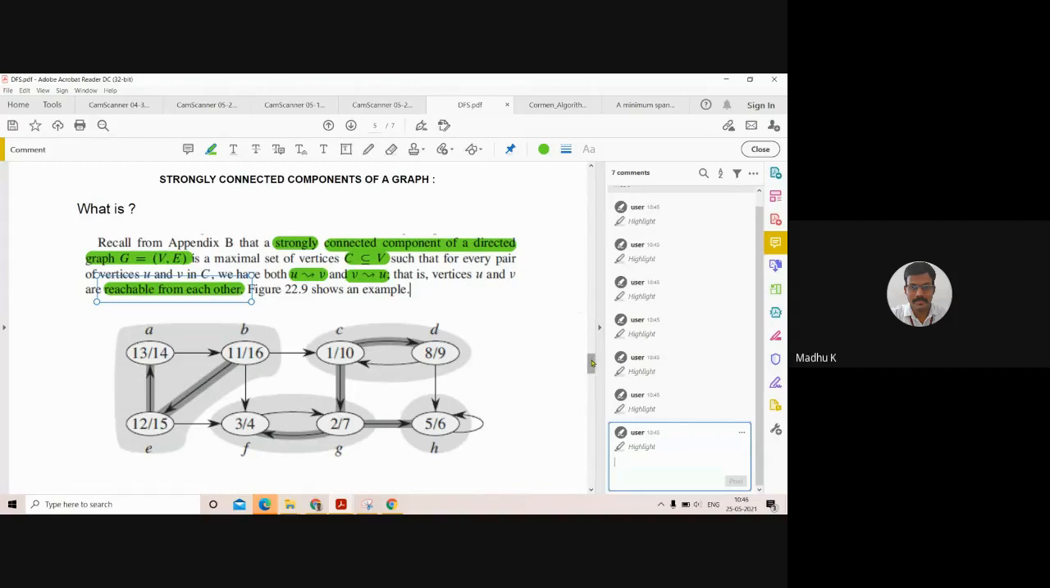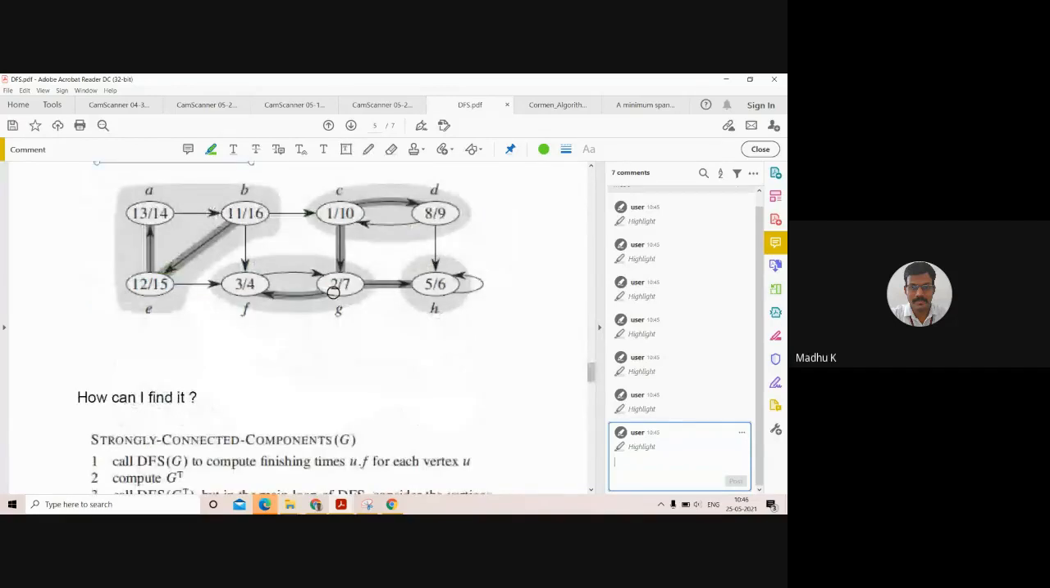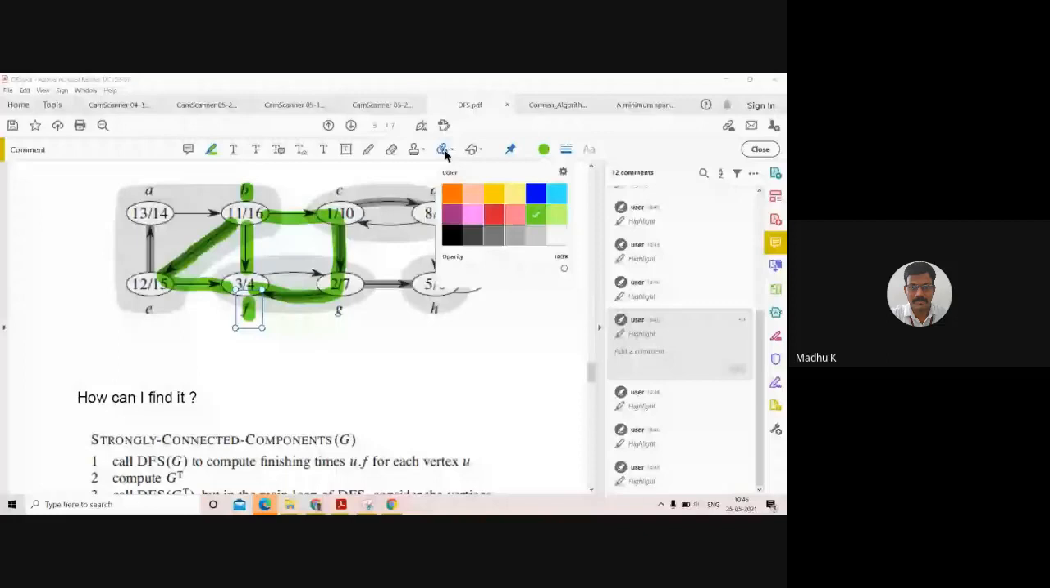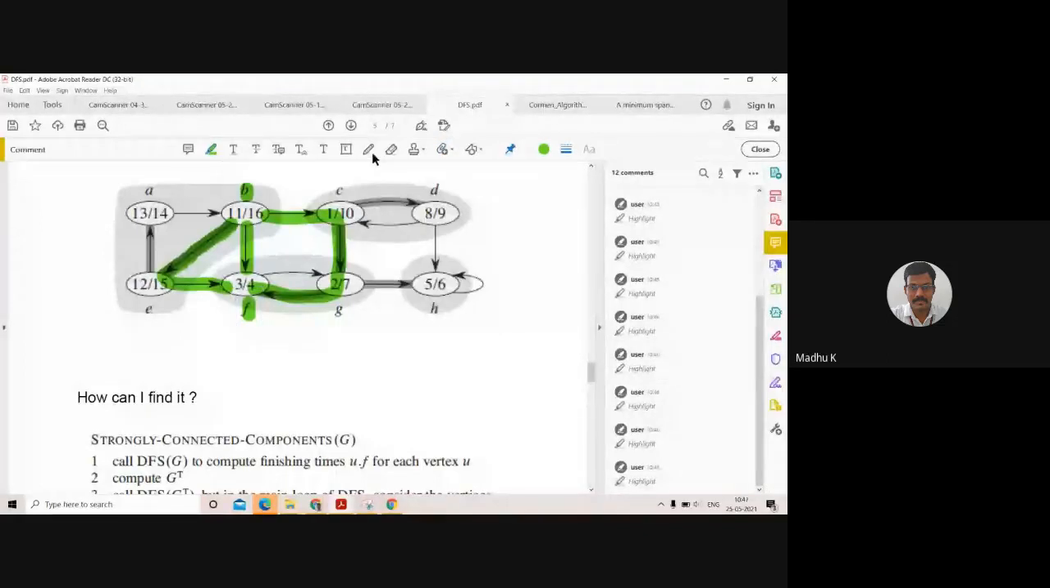For example, we can consider this node B and this node F. It is possible to reach from B to F through this path or through this path. There are several paths to reach from B to F. But from F, I can't go back to B.